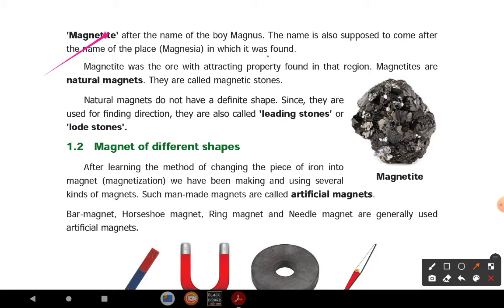The name is also supposed to come after the name of the place, Magnesia, in which it was found.